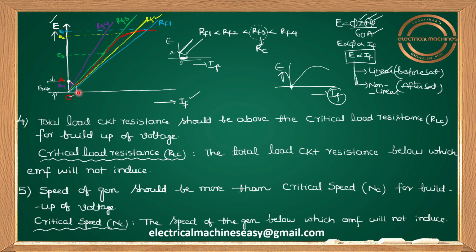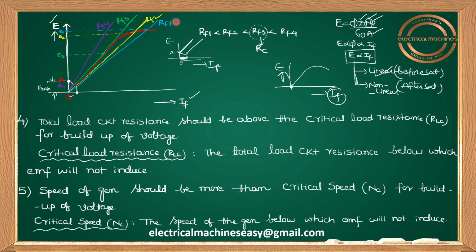After reaching one minimum value of field current, only then will your E value increase like this. Okay, guys, it is increasing like this, and before saturation it is linear, and whenever it enters into saturation, the curve will be non-linear like this. Non-linear. Before saturation it is linear. After saturation it is non-linear. Okay, guys. Now here, I think I explained only the red color graph.